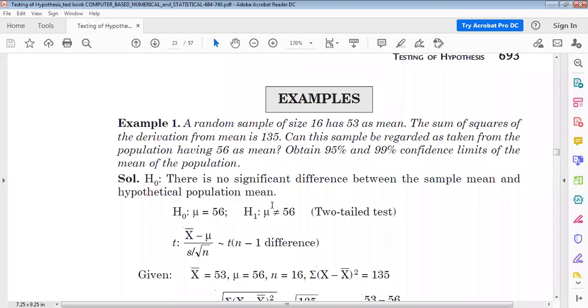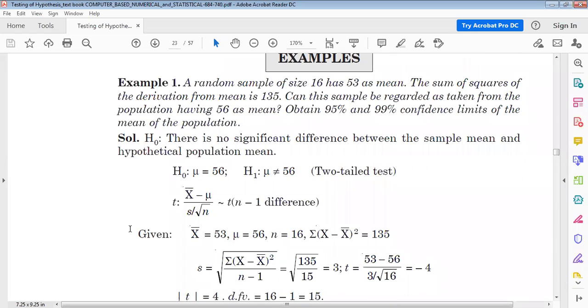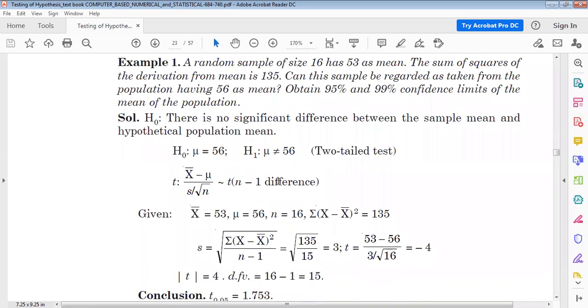Now for the population mean, the alternative hypothesis will be mu not equal to 56, because the null hypothesis equals 56. This is why the alternative hypothesis must be not equal to 56 for a two-tail test. Understand? Now, according to the t distribution formula, t equals x bar minus mu divided by s by root n, which varies as t with n minus 1 degrees of freedom.